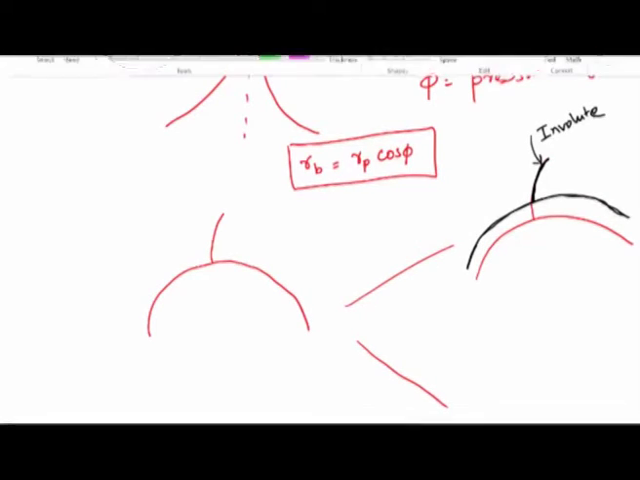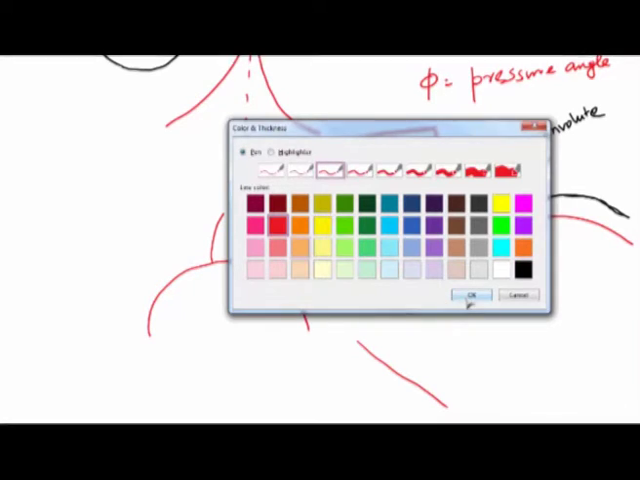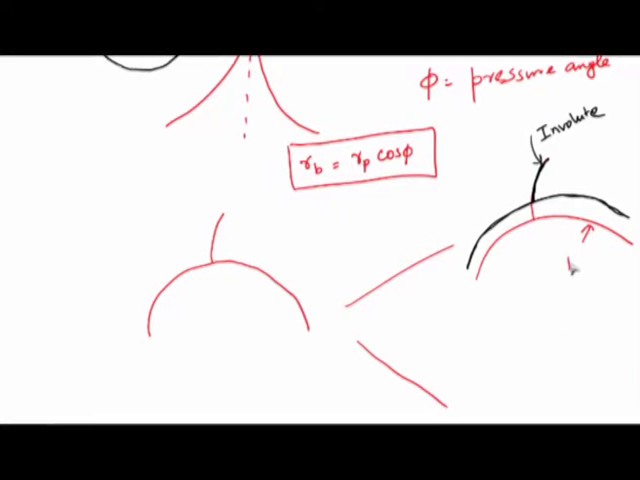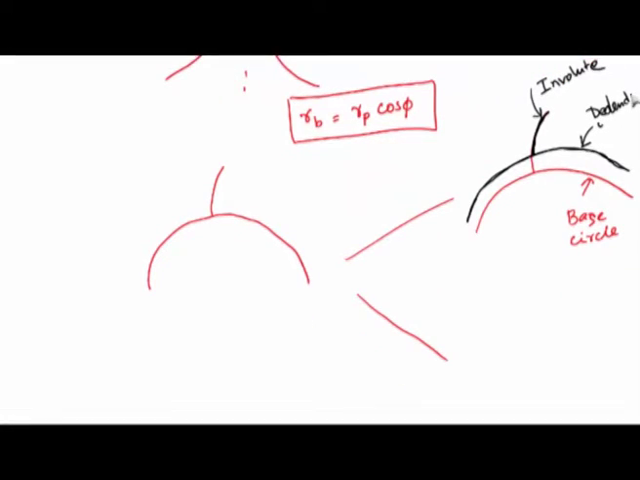So I must make it clear that what is drawn in red is the base circle. This is the base circle, whereas this is the dedendum circle. You will recall that dedendum is where the gear tooth profile ends. There is nothing below the dedendum.